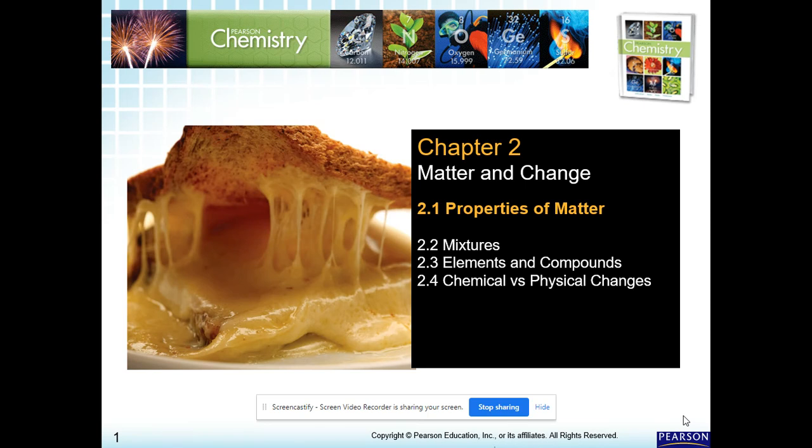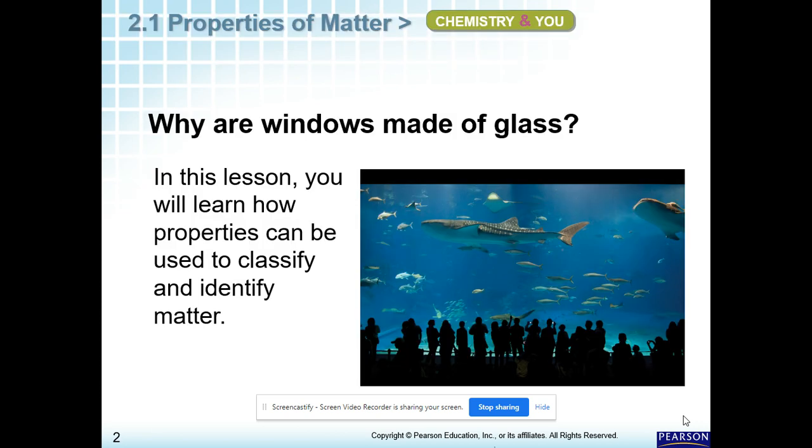Hey everyone! Today we're going to start Chapter 2, which is about matter and change, and we're going to focus on Section 1, which is about properties of matter. It starts off by saying, why are windows made of glass? Specifically in this lesson, we're going to learn how properties, which we're going to define coming up in the next slide, can be used to classify and identify matter.